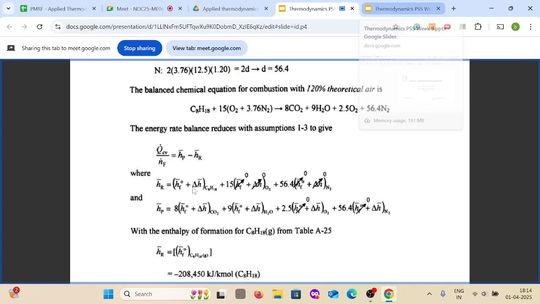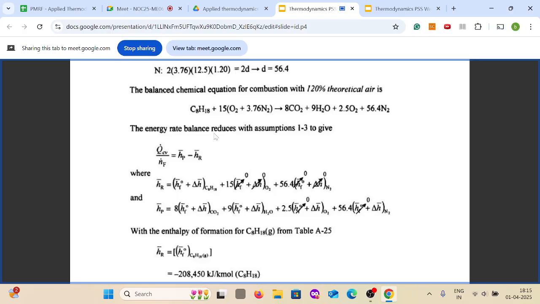As I told, we have reactant and product, and the formation temperatures will be different from the temperature at which the product or the reactant is coming in or going out. So we take the enthalpy of formation plus the delta H, the enthalpy change because of the temperature rise. So that's why enthalpy of formation plus delta H for the octane, and then similarly for oxygen and nitrogen, multiplied by their moles.